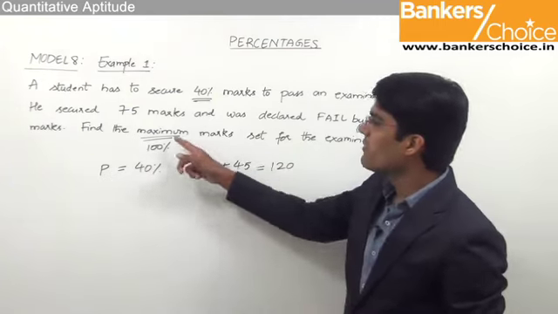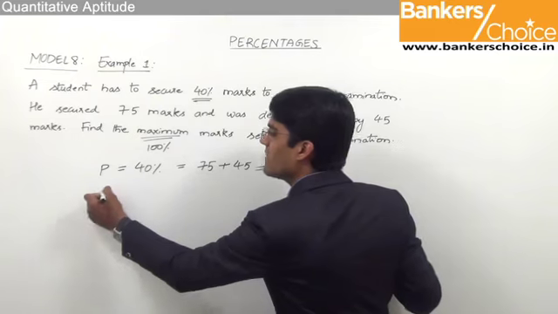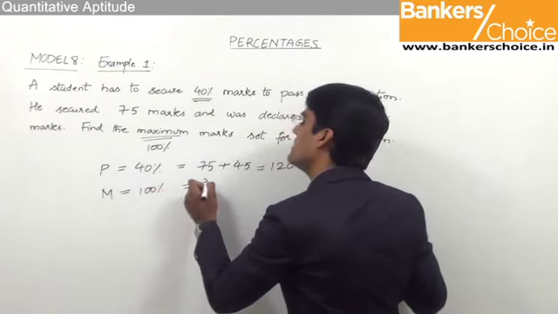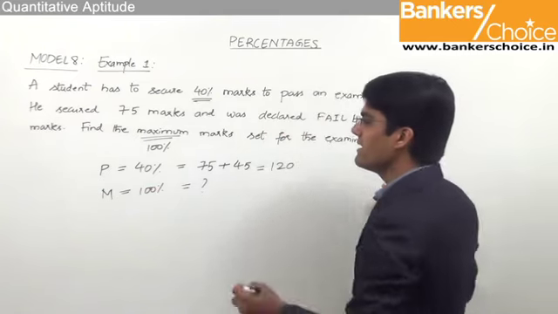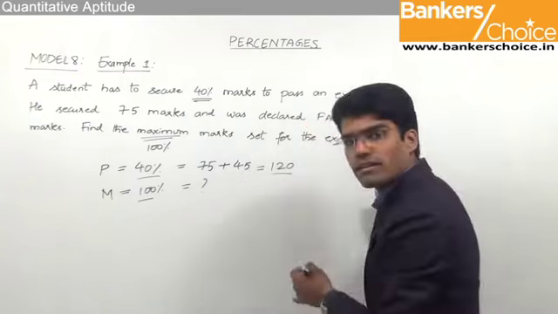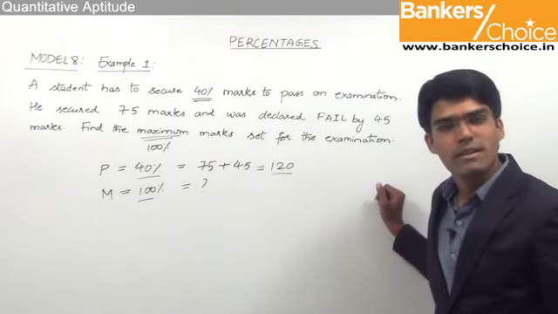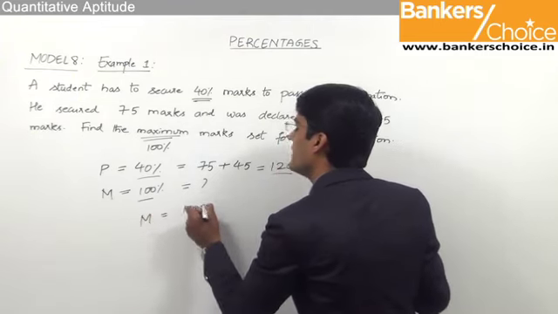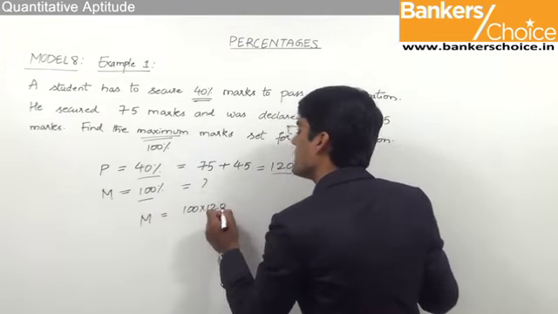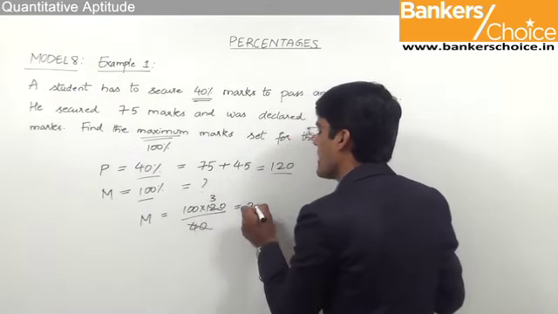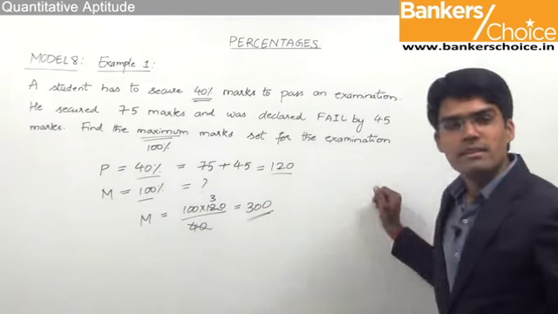And we are supposed to find out the maximum marks. Let us assume that the maximum marks are m, which is equivalent to 100%. So, this should be equal to what? As you can see here, we know that 40% is 120, 100% should be what? So, by cross multiplication, we get the required answer. So, we can say that the maximum marks here would be 100 into 120 divided by 40. As 40 goes 3 times here, the maximum marks will be equal to 3 into 100, 300.